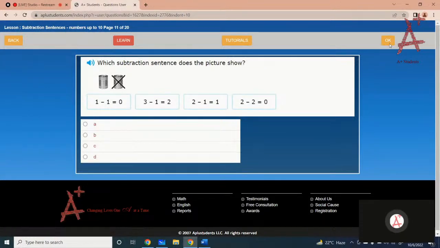Which subtraction sentence does the picture show? In total, you have two figures, and out of the two, one of them is crossed out. That means 2 subtract 1 is, yes, it is 1. Very good. 2 subtract 1 is 1. So option number C is the correct one. Got it? Just look at the options which match the numbers. 2 subtract 1 is 1. So option number C is the correct option. Got it?